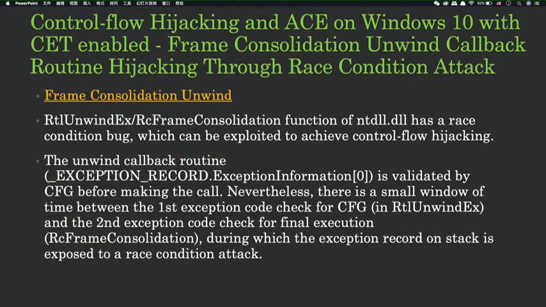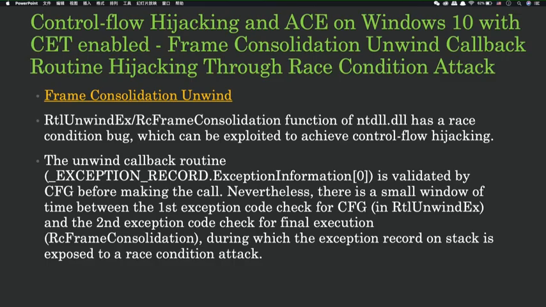Next, let's see the harder one. The frame consolidation unwind. This function is also a part of the exception dispatcher, and it's also a race condition bug. And different from the unwind handler, this consolidation has a callback routine. You can see the function handler comes from ExceptionRecord.ExceptionInformation[0]. This handler is validated by a CFG check before making this call.